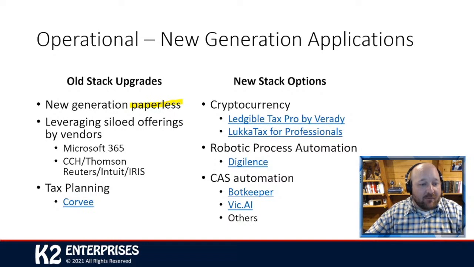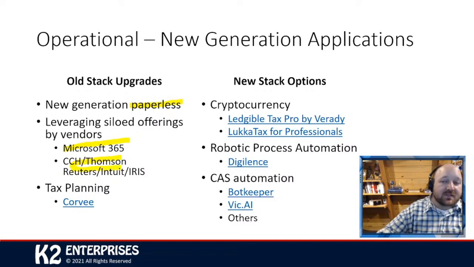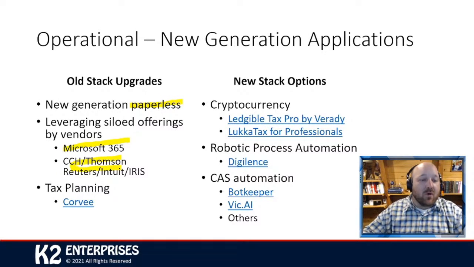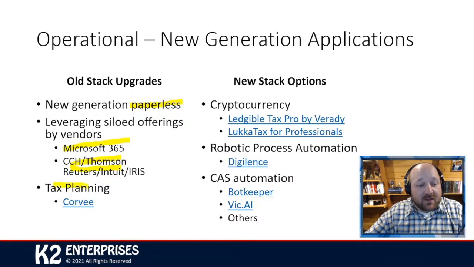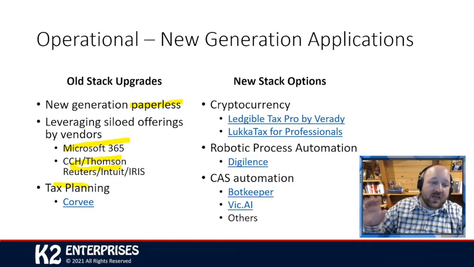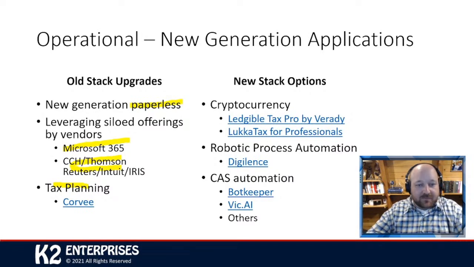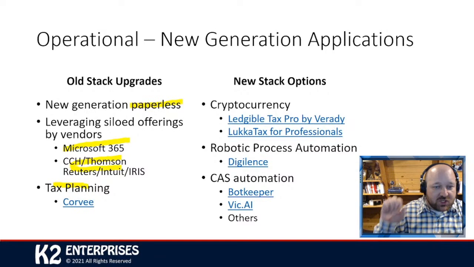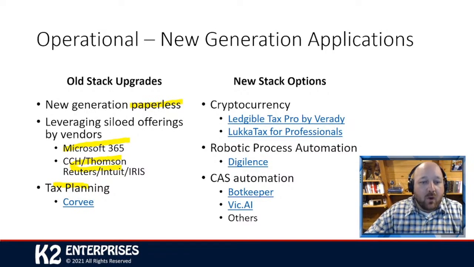Leveraging siloed offerings from vendors. Okay. I love Microsoft 365, Office 365, as well as the products from these companies listed here, but I need more from you now. And I also need better technology around specific use cases, like in tax planning, for example. So we need to start thinking about those tools in general.